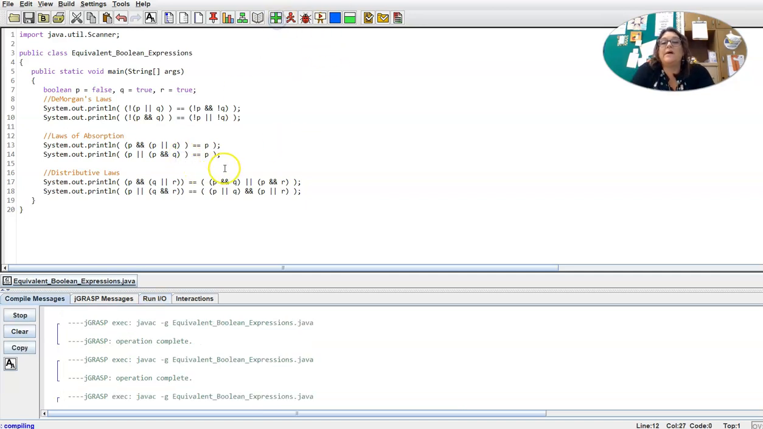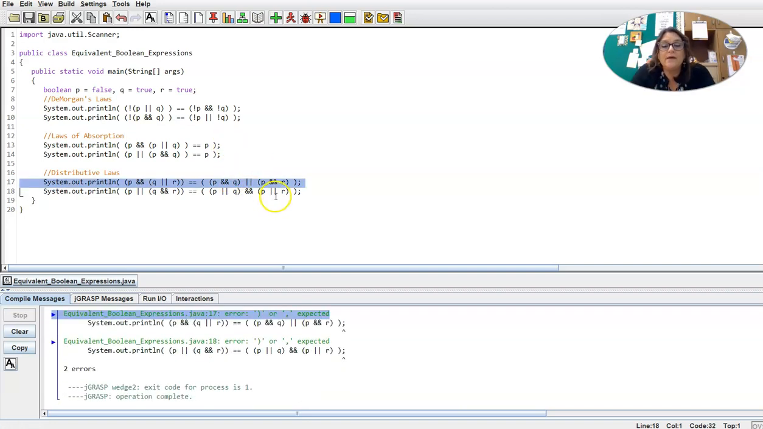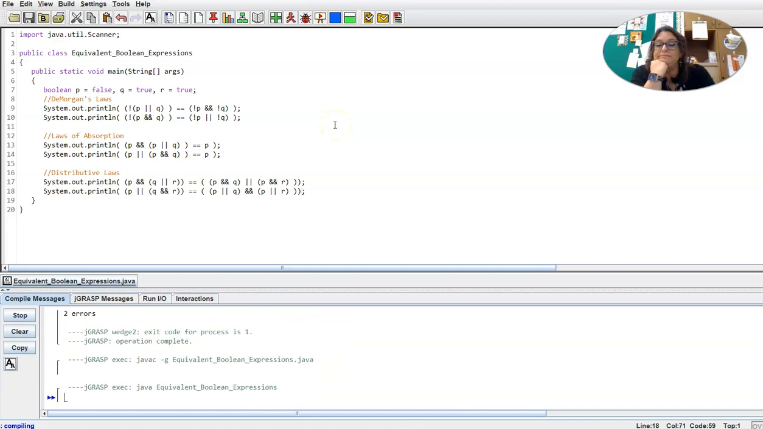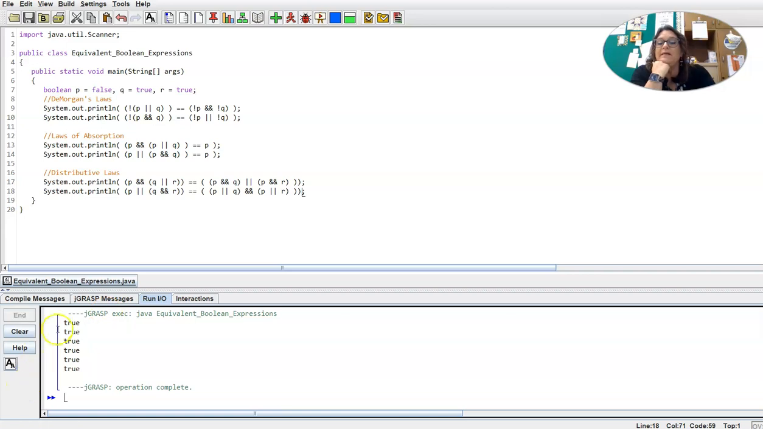Okay, let's compile, see if we need to do some debugging. So I think I have, am I missing? I am. I'm missing a parenthesis here. So I'm probably missing one there as well. And then we'll run it again. Oh, and there we go.